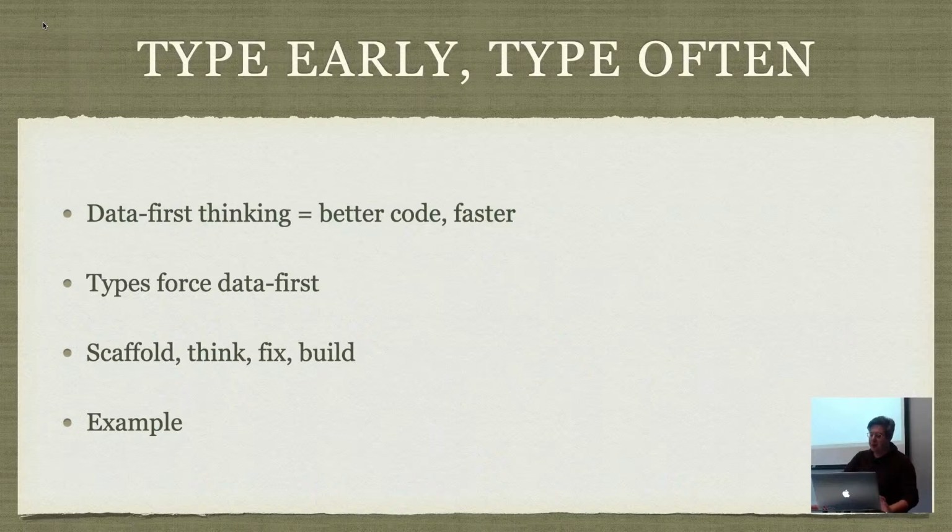Types force you to think data first if you approach them type first. If you write your types out, then you are already thinking about the data. Boom, then you're implementing it. So my approach is to scaffold things out, which is basically a lot of comments to do, whatever. Think through the problem. Think through what I have just scaffolded out, especially with the types. Think about contingencies. Okay, maybe I'll need this, maybe I'll need that. Fix it, and then actually start implementing everything, writing code and building.